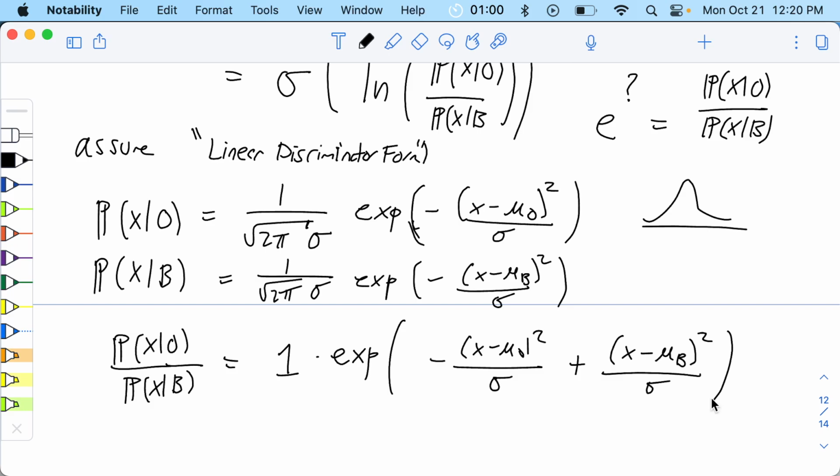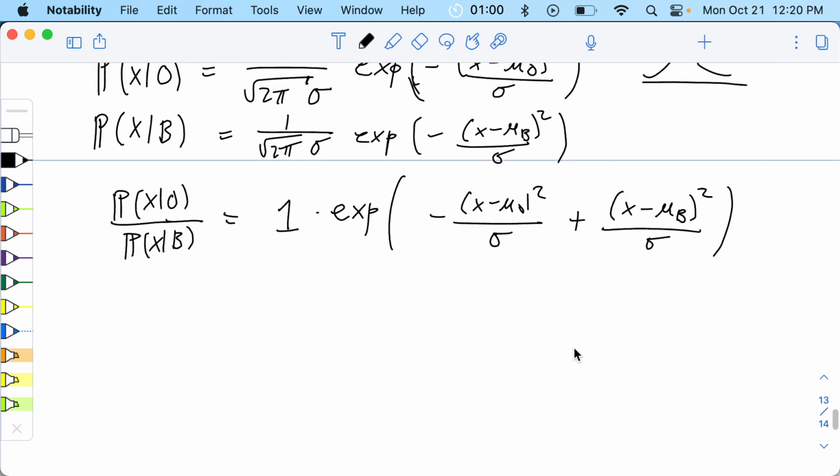Division is subtracting inside the exponential. So this is a nice exponential. We want the log of it. That's even nicer. When you do the log, then this goes away, right? This goes away. So the log of the ratio of the probabilities is the difference of these two quadratic equations. And that is why this thing looks the way it does: it is exactly the difference of two quadratic equations.